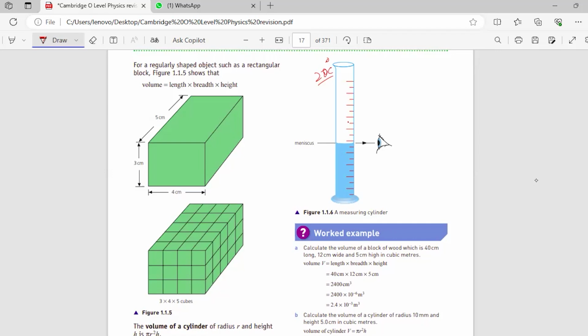In previous exams, the precautions often come up once you are going to use the measuring cylinder.